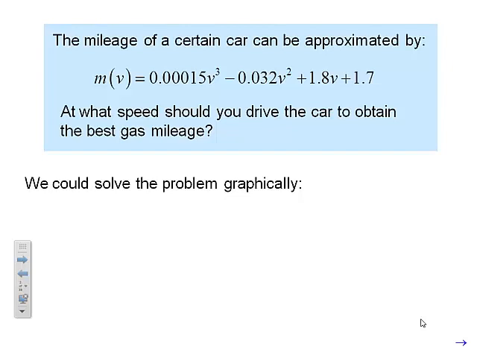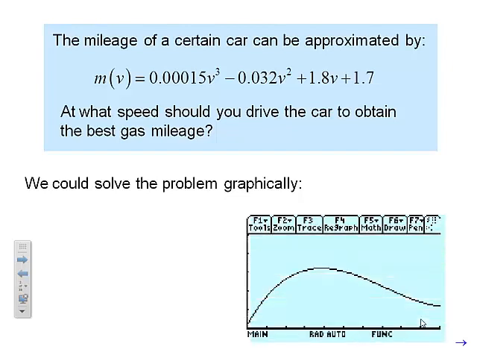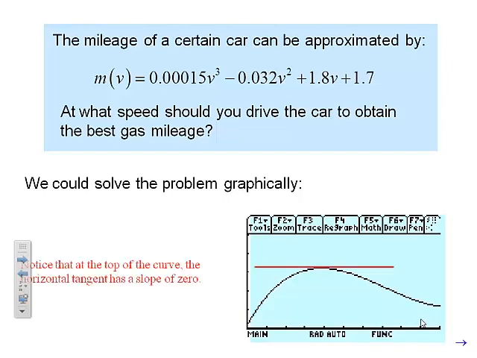So if we wanted to figure out the best speed, the optimum speed to drive the car, we could solve the problem graphically. We could put it all into a graphing calculator and graph it, and we would get a curve that looks like this. And then based off of that, you can figure out where the optimum gas mileage is. Where is the best gas mileage?